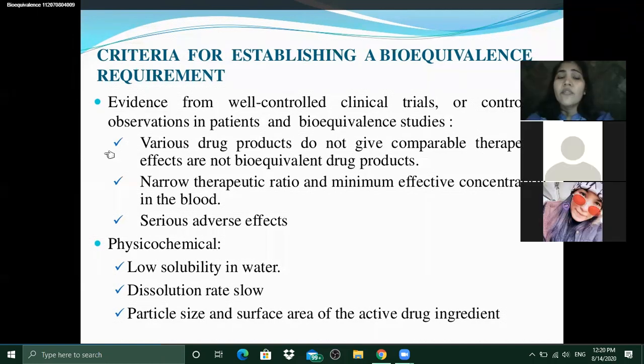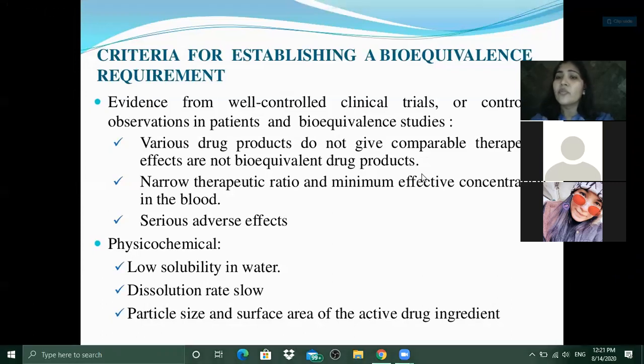So various drugs that do not give comparable therapeutic effects are not bioequivalent drugs, right? That is because they have to be bioequivalent. When are they bioequivalent? When you can say that the reference and the study drug have the same therapeutic effect.